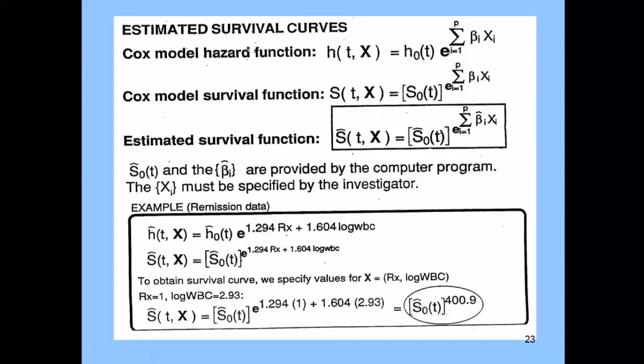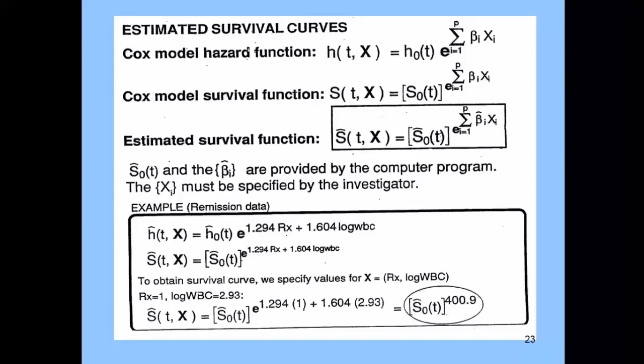It's going to be something close to 1, but it's going to be a number less than 1. It's not going to be 1. As t goes on, S naught of t is going to get smaller. And as it gets smaller, when I raise it to a power, it's going to be even smaller.